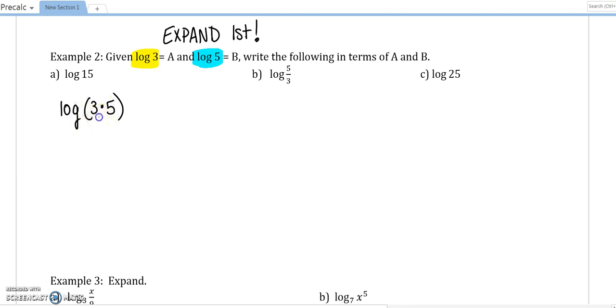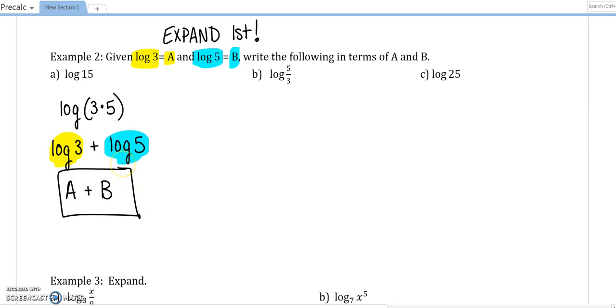As is, I can't replace anything because I don't have a log of 3 times 5. But my property says that when I'm multiplying inside of a log, I can rewrite it as addition. So log of 3 times 5 can turn into log 3 plus log 5. And now I should be able to replace it, because I know log 3 is just going to equal a, and I know log 5 is just going to equal b. So I end up with my expression just in terms of a and b. That's a plus b. Alright, so that's kind of the idea with these strangely worded types of problems. We just want to expand them into separate logs so that we can replace them.